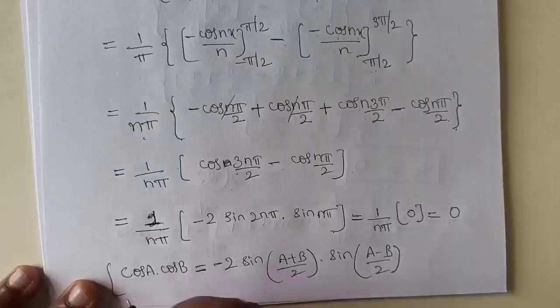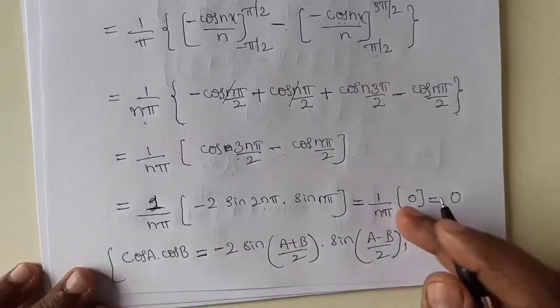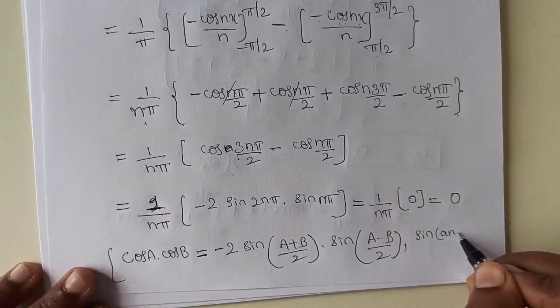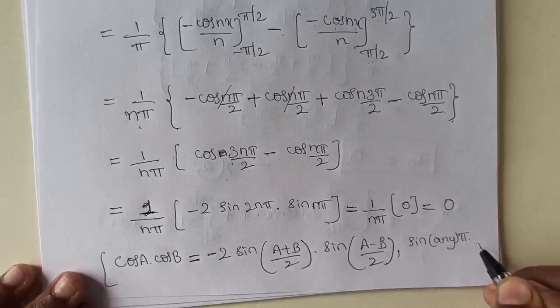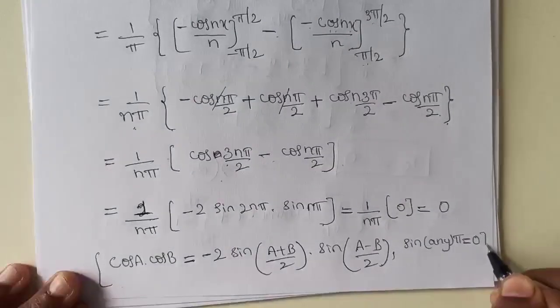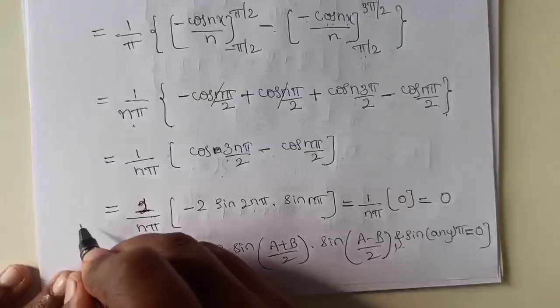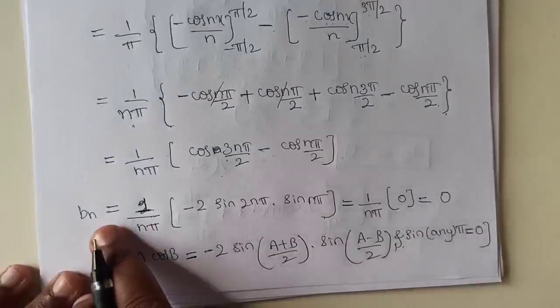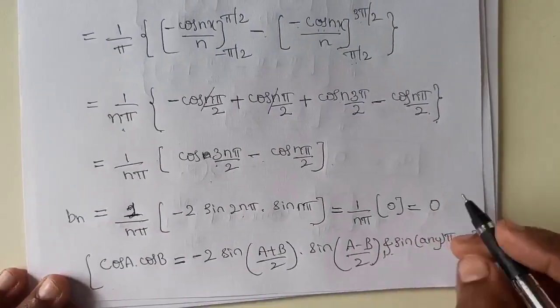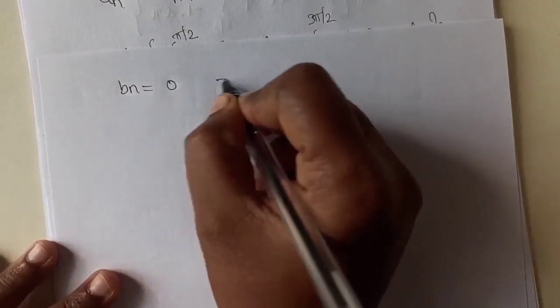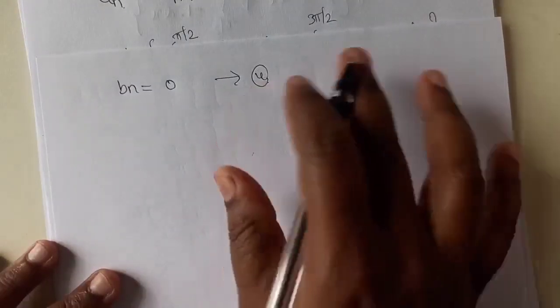So this is the formula, and this is because sine of any multiple of pi equals to 0. Okay, so this is the bn value, right? So that is bn is equals to 0. So that means we got bn value equals to 0. So consider this as equation 4.